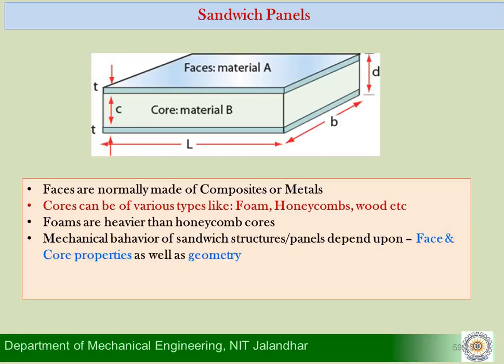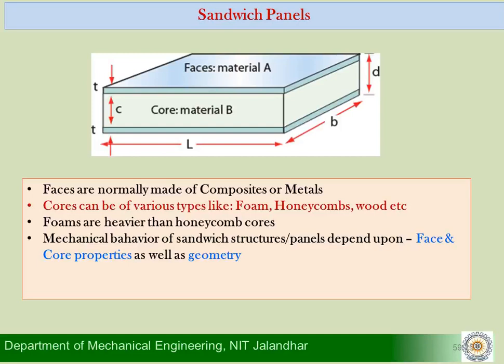When I talk about the mechanical behavior of the sandwich structure or a panel itself, it depends upon the properties of the face material, the properties of the core material, as well as the geometry. The term geometry here means the relative thickness in terms of C and T, whether C is too large and T is very small, or C is small and T is large. That is what we mean by the term geometry here. We will make it more understandable in terms of the same expression of the volume fraction which we use in our composite material discussion.